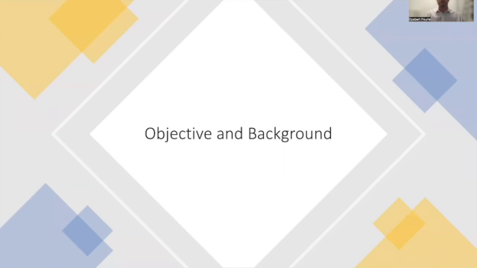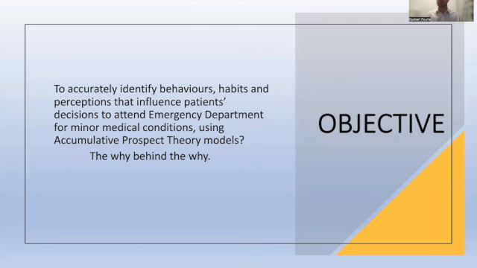So just a quick introduction to the background and the objective. My objective of this project is to accurately identify behaviors, habits, and perceptions that influence patients' decisions to attend the emergency department for what we see as minor medical conditions. And by doing that, I'm using cumulative prospect theory models to try and identify these. So I want to know the why behind the why.